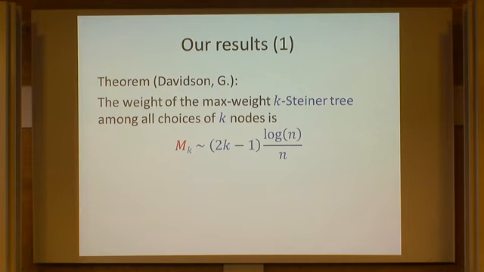I'll say a bit about our results. So what we show is we look at the worst case k-Steiner tree, and we show that the total weight of this is not k minus 1 log n over n, but 2k minus 1 log n over n. So in the particular case that k equals 2, this gives us 3 log n over n, which recovers Janson's result.